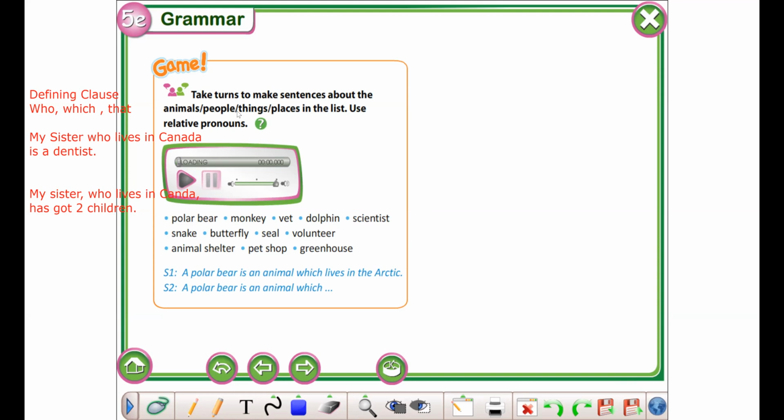Take turns to make sentences about the animals, people, things, places in the list. Use relative pronouns. A polar bear, a monkey, a dolphin. What kind of animals are they like? And what they like doing in their free time. Okay. So, who is going to start? Sami, could you make an example with one of these words?